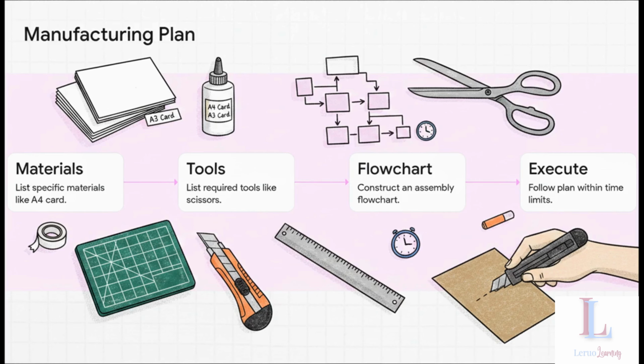First, make a list of your specific materials. Are we talking A4 or A3 card? Are you using white glue? Next, list out your required tools: scissors, craft knives, cutting mats, safety rulers. Then construct a step-by-step flowchart for assembly. This is your literal manufacturing plan. Finally, you follow that plan meticulously while keeping a really close eye on the time limit set by your teacher.